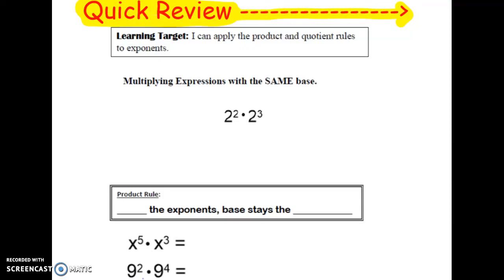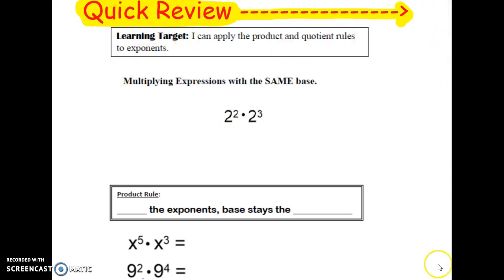Okay, ladies and gentlemen, we are going to learn how to apply the product and quotient rules to problems that have exponents. Before we get deep into the product and quotient rules, I'm going to need you to take your note sheet and flip it over because I have some quick review questions that I want to go over, since it's been a while since we talked about the parts of an exponent and how they work. So your note sheet has this line down the center.